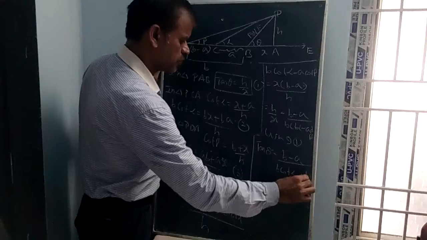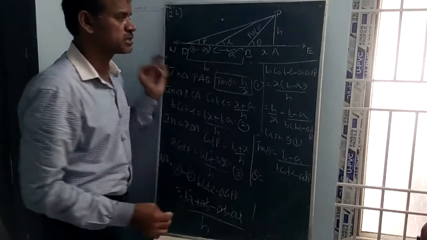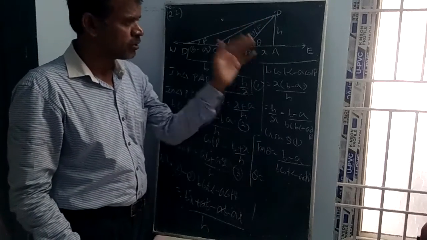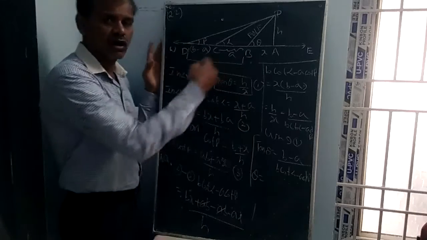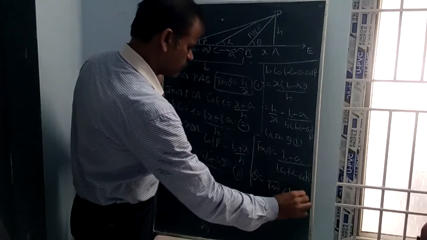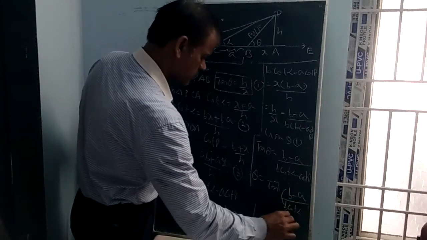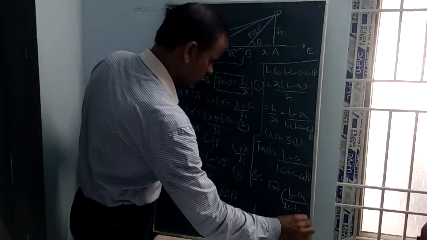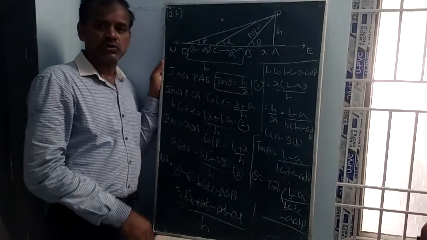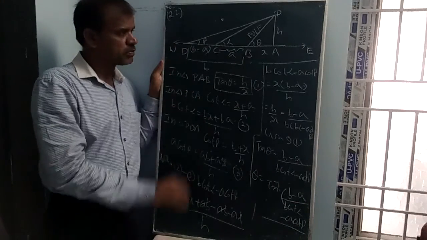Tan theta is equal to (b minus a) by (b cot alpha minus a cot beta). Therefore, the angle made by the leaned pole with the horizontal, theta, is equal to tan inverse of (b minus a) by (b cot alpha minus a cot beta). Using this formula, sums may also be asked; sums depend upon this formula.